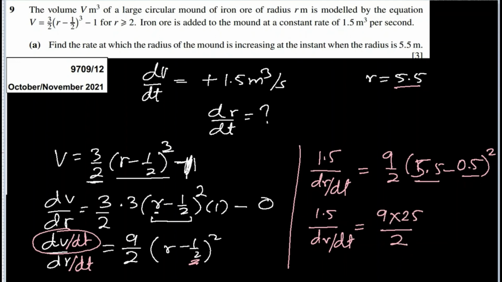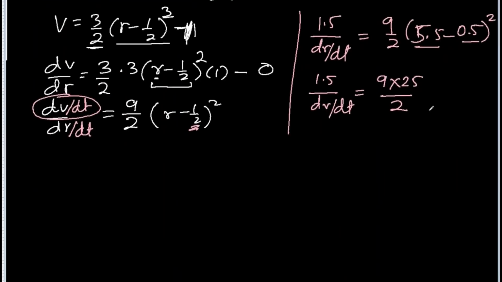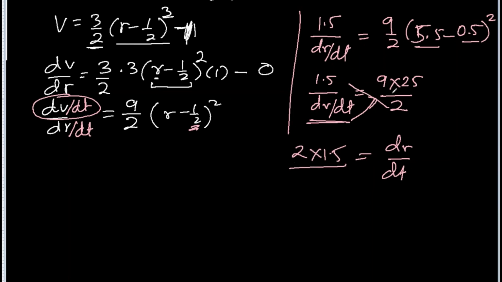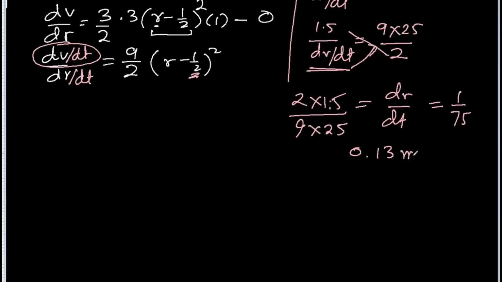And now we'll have to carry out cross multiplication because this dr over dt has to be the numerator. So dr over dt equal to 2 times 1.5 cross multiplied and 9 times 25 comes down, which comes out to be 1 over 75 or 0.133. Okay, this is the change in radius, meters per second.